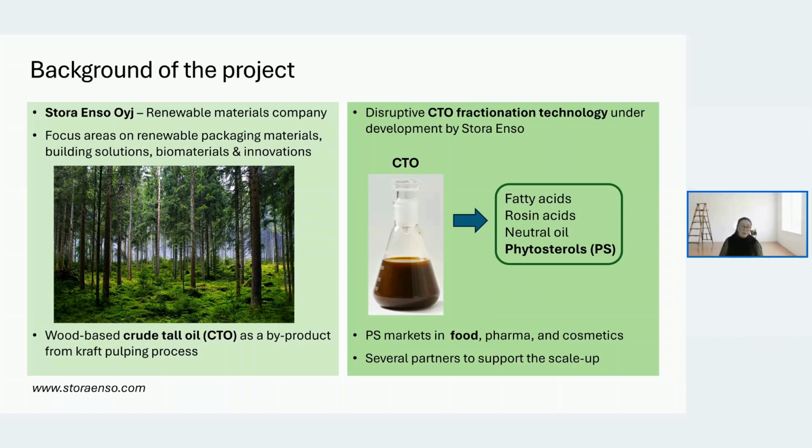The valuable components in CTO can be classified as fatty acids, rosin acids, neutral oil, and then phytosterols. I'm now focusing fully on this phytosterol purification process. After this fractionation, we get a so-called crude phytosterol-rich stream, where we still have impurities involved. And then at Aalto, I'm focusing on this final phytosterol purification process design.